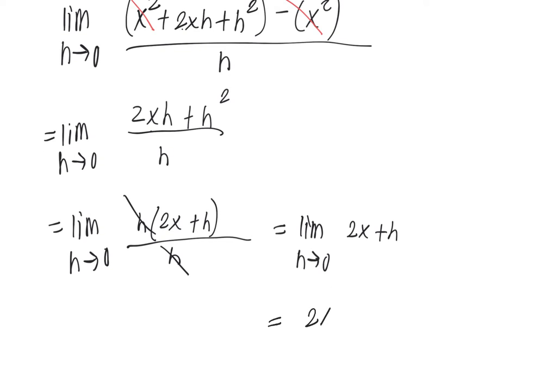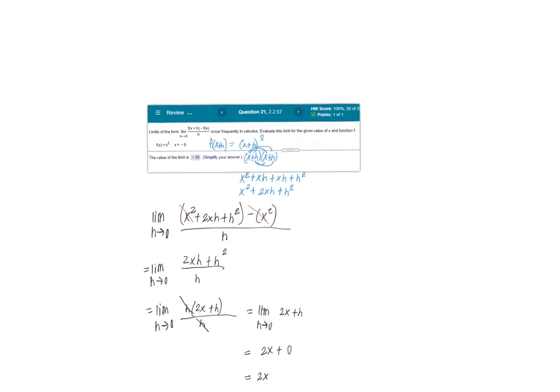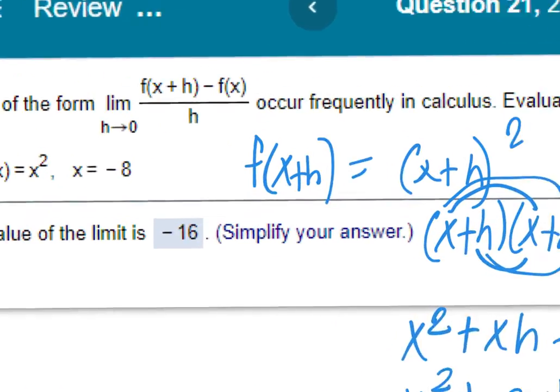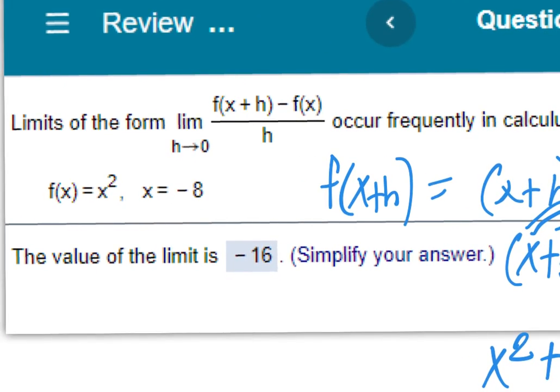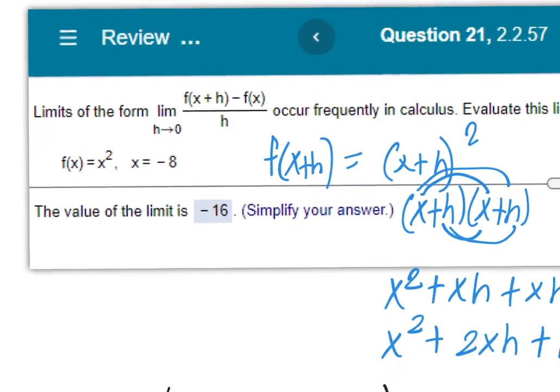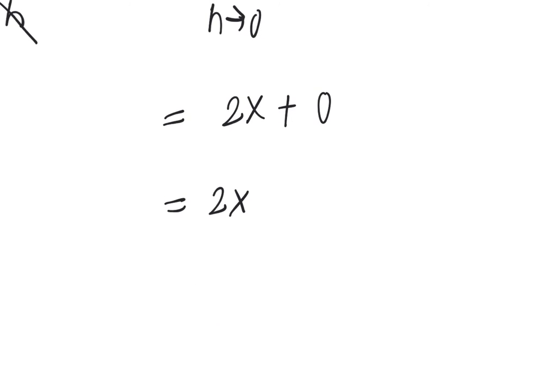And to directly substitute, you're plugging in a 0 for h. So the limit as h approaches 0 is 2x. Since the question told me what x is, it doesn't always tell you what x is. So if it doesn't tell you what x is, then you would be done at this point. But since it told me what x is, I'm going to use that extra bit of information and plug in the negative 8, which was x. So we get a final answer of negative 16.